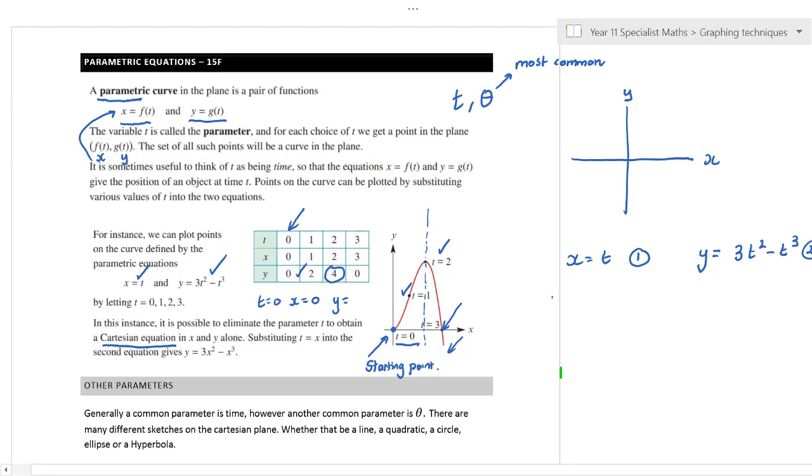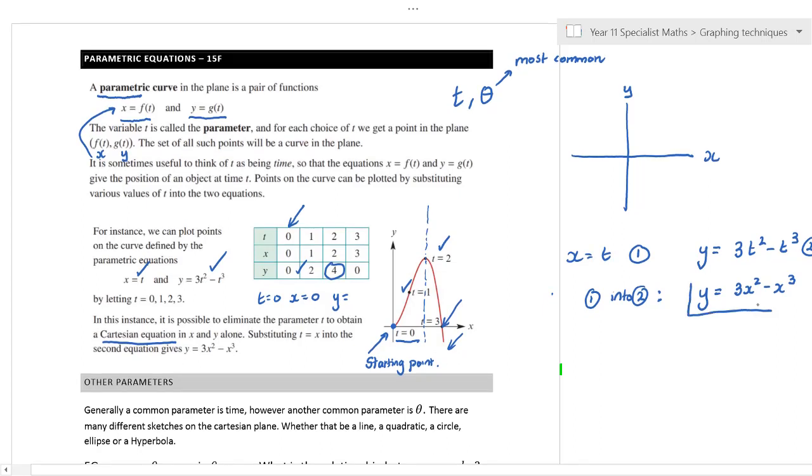Now, we need to find a relationship between y and x, which means that we need to find a new value for t. But wherever there's t, I'm going to sub 1 into 2. Does that make sense? Because wherever there's a t, I'm going to replace it with an x. 3x squared minus x cubed. There you go. We now have our Cartesian equation, and we have just turned our parametric equation into a Cartesian equation with a parameter of t.